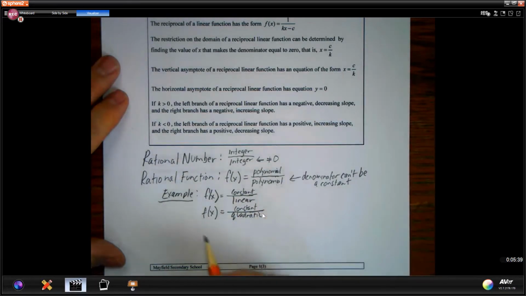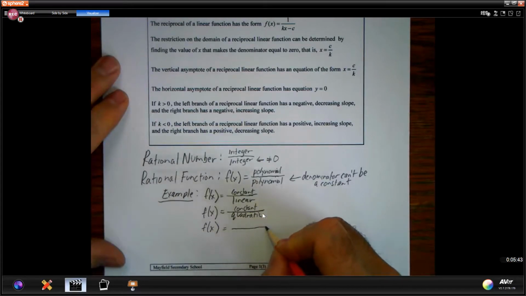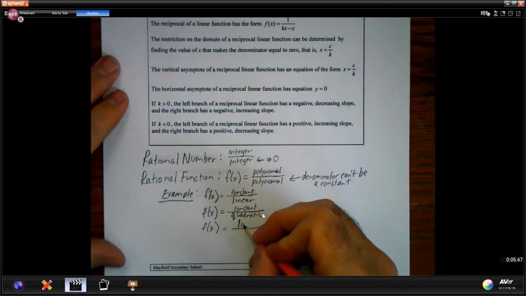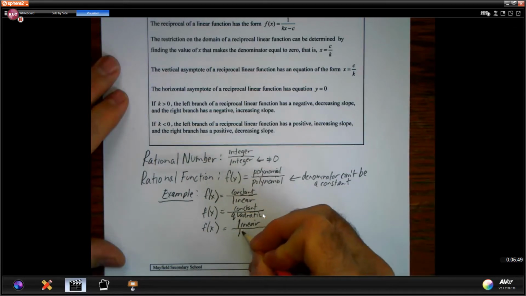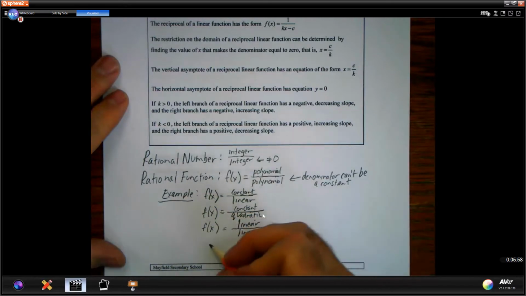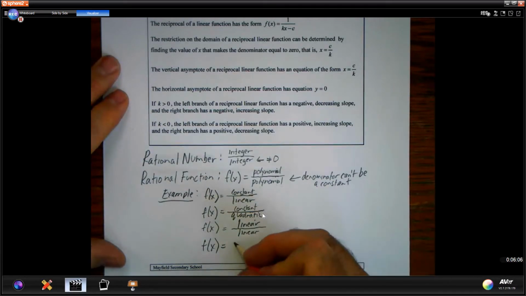Now, I could change the constant on the top to a different type of polynomial. For example, I could have a linear on the top and on the bottom, for example, 2x plus 1 over 5x minus 7. That would be a rational function. I could also have, instead of them both being linear, linear over quadratic.